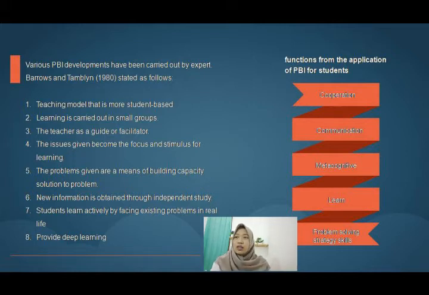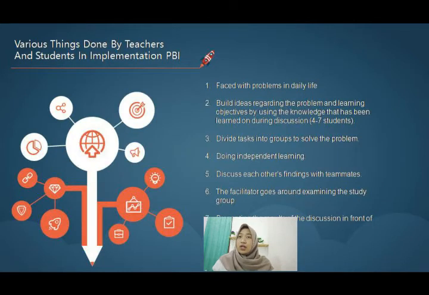The next is there are some functions from the application of PBI for students. The first is cooperation, next communication, next is metacognitive, learning, and problem-solving strategy skills. Next, there are various things done by teacher and student in the implementation of PBI. First is facing problems in daily life. It was said before that the focus of PBI is facing problems in real life.